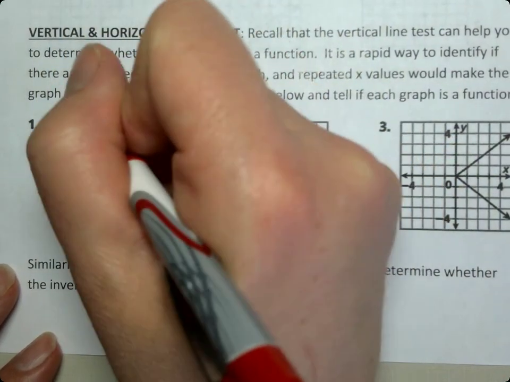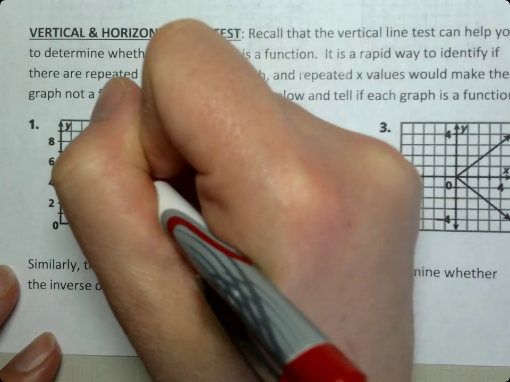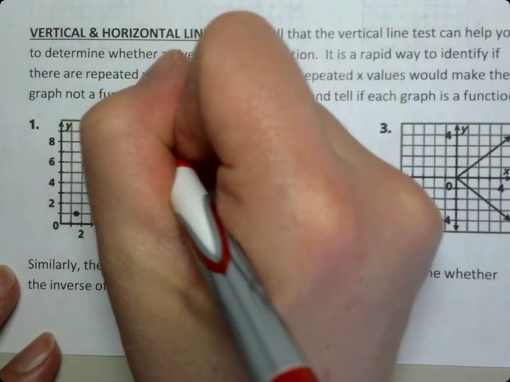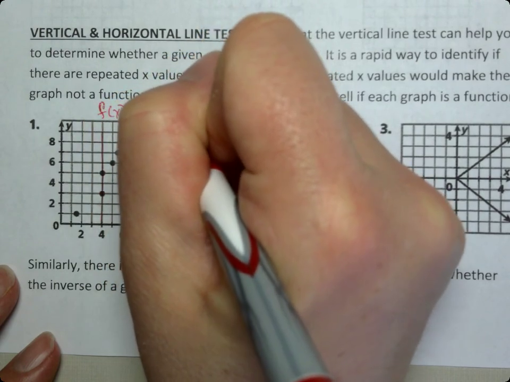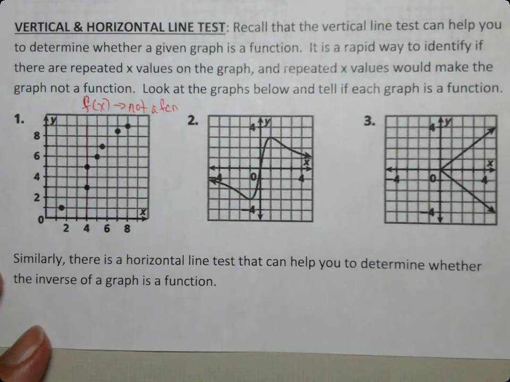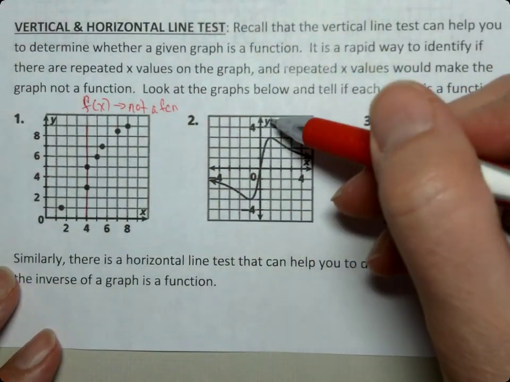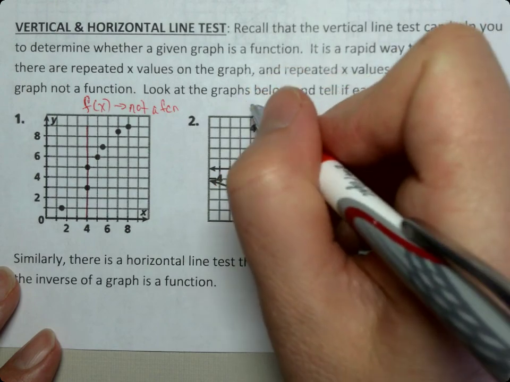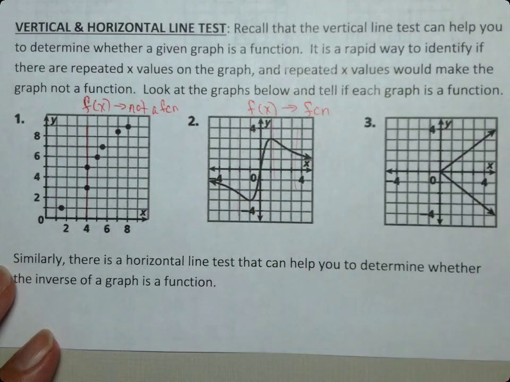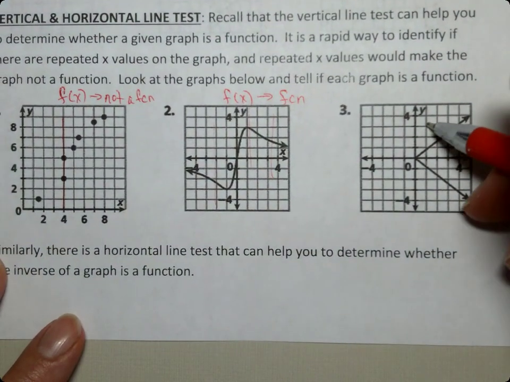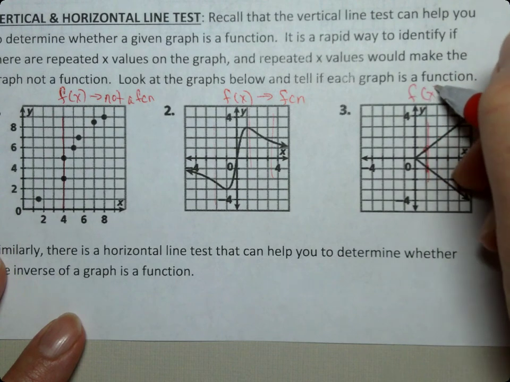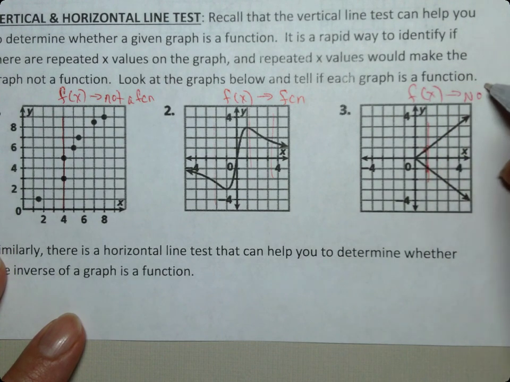So if I'm doing the function f of x and I do the vertical line test, it fails it, right? So f of x is not a function. The original one is not a function. It fails a vertical line test. Now look at this one. Does it pass or fail the vertical line test? So the first one, f of x, the original function, it is a function. Okay, our third graph, does it pass or fail the vertical line test? It fails the vertical line test, so it is not a function.